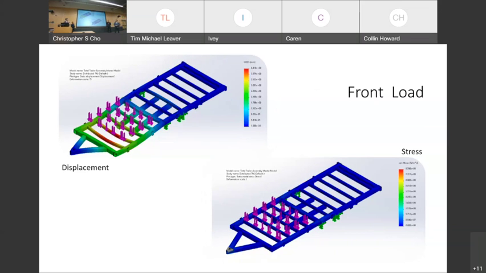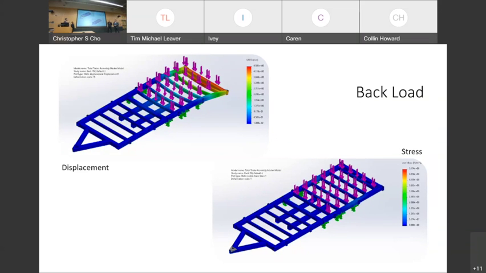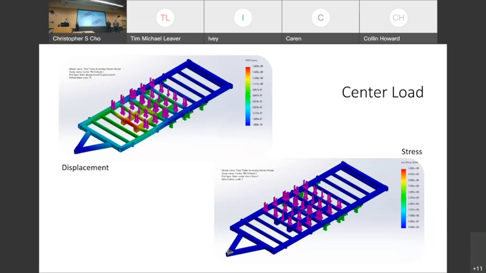And then here's the front load. So it's all the way in the front of the trailer, this displacement and stress. And then this is the worst case scenario where we have the load all the way in the back. That's not optimal because we'll have a lot more force on our pitch, and that leads to handling problems and also possible detachment of the trailer. And then one of our most optimal cases is the center load, where all these forces are at the center of the trailer, and this other weight above our wheels.